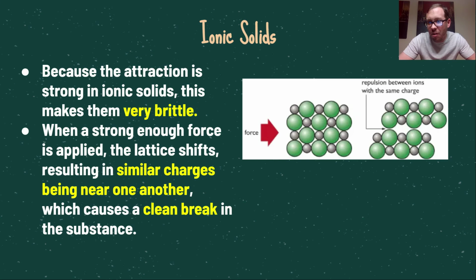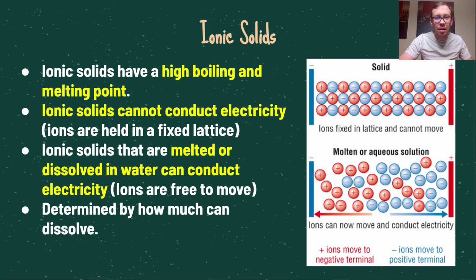So you can see in the example here on the right, when those negative charges and positive charges are forced next to one another, they're going to repel each other, thus resulting in a very clean break, which results in ionic solids being considered very brittle. Now, ionic solids have a very high boiling and melting point.